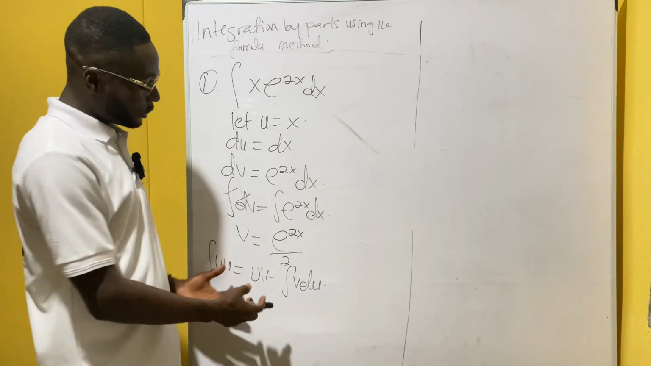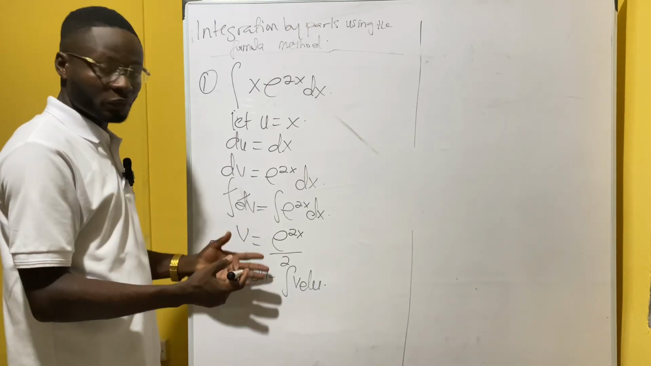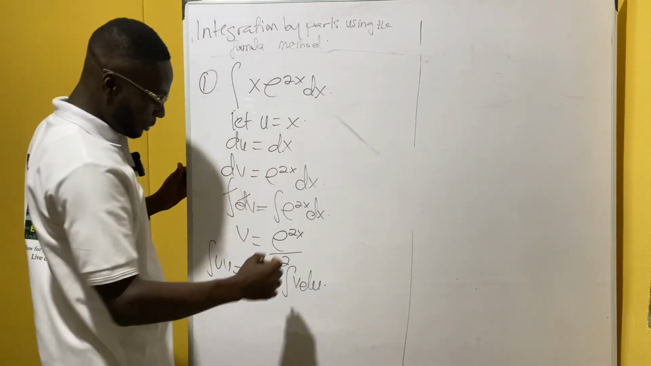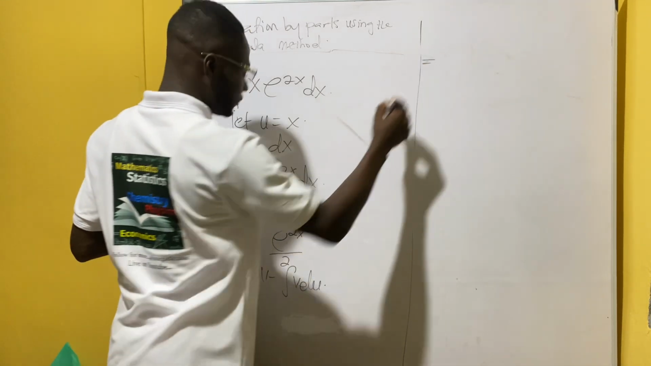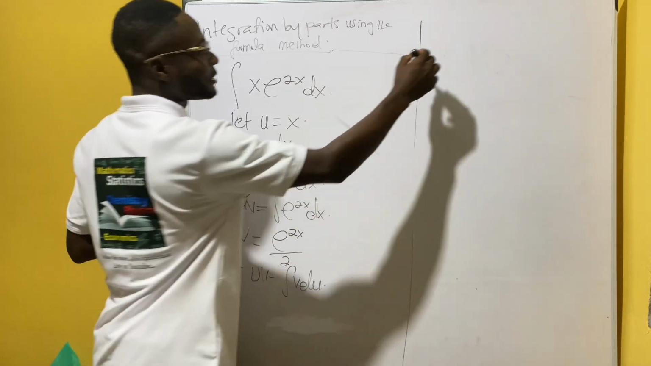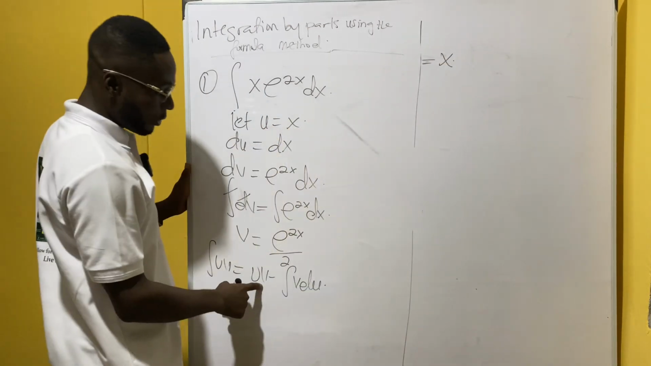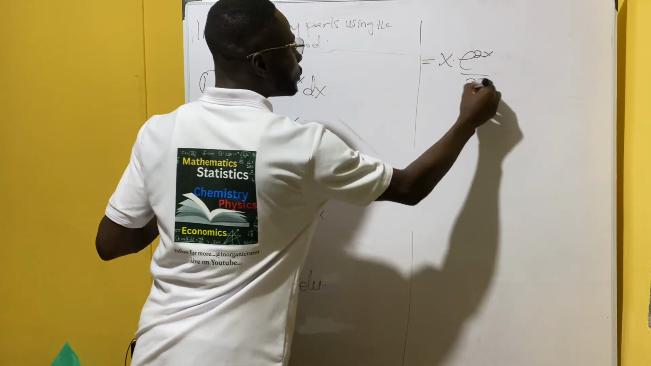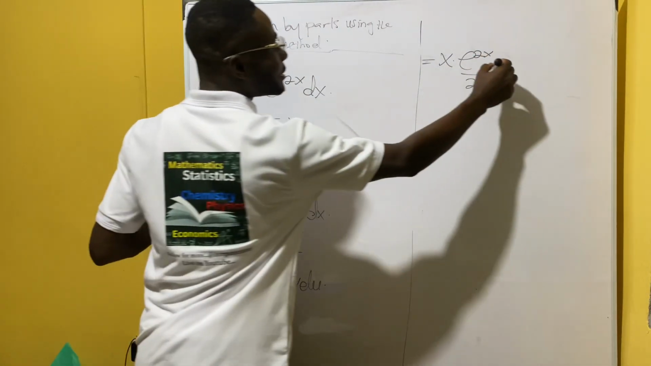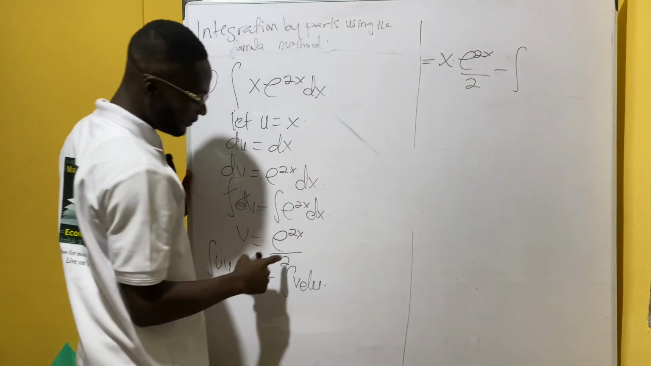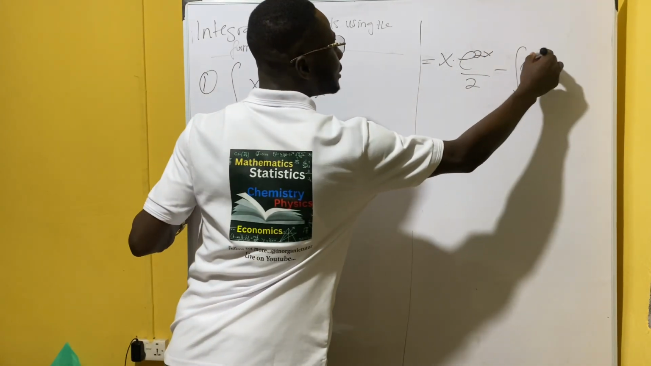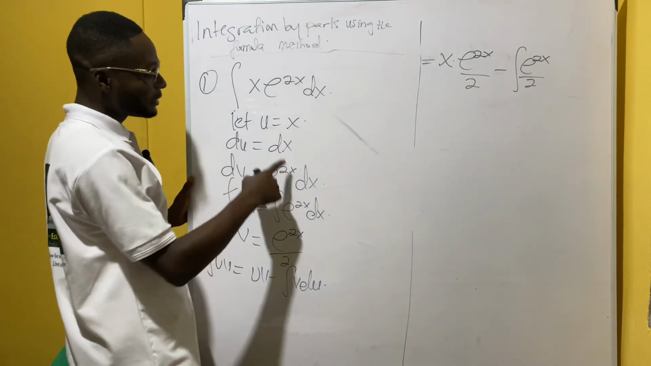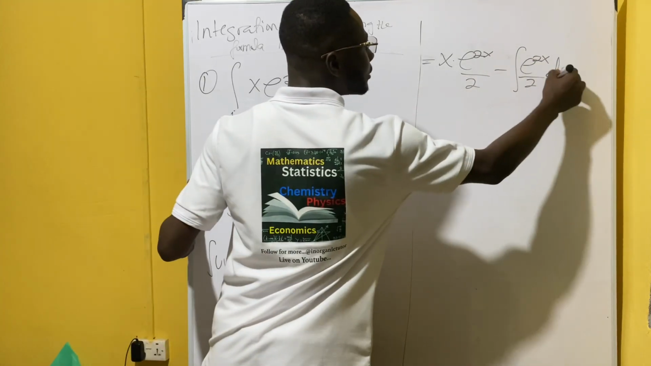Right? This is our formula. Now we have all the parameters. So what do we do? We put in the items. Our u right here is x. Our v is e power 2x all on 2, minus the integral of v, e power 2x all on 2. Then our du right here is dx.